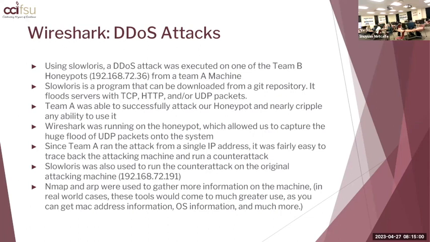Team A was able to successfully attack our honeypot and nearly cripple any ability to use it. Wireshark was running on the honeypot, which allowed us to capture the huge flood of UDP packets on the system. Since Team A ran one of the attacks on a single IP address, it was easy to trace back the attacking machine and run a counterattack. And we used Slowloris to run that counterattack on the attacking machine, which is the Kali machine. That was used to gather more information on the machine, and we'll go ahead and demonstrate that.